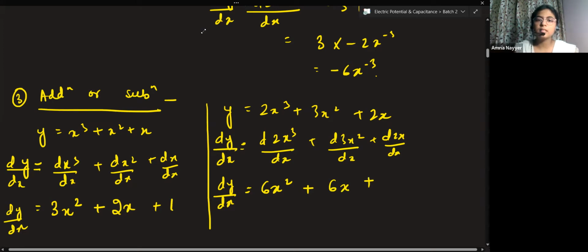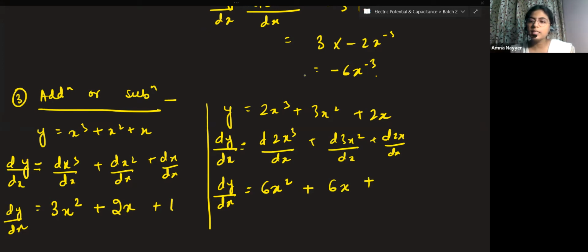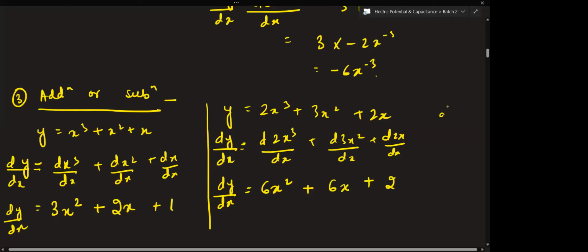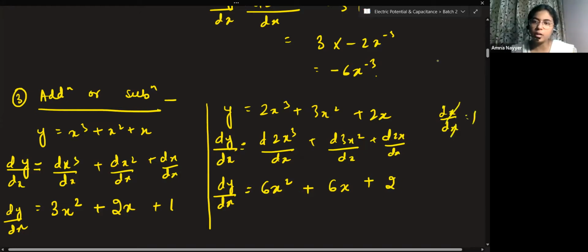Plus, this is the differentiation of 2x. So in case of differentiation of 2x, see, 2 is the constant that will come out. What will be left? dx over dx will be left. So that will be 1. So that's why you have 2.